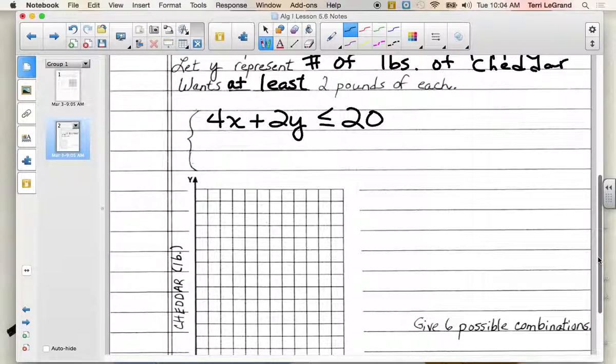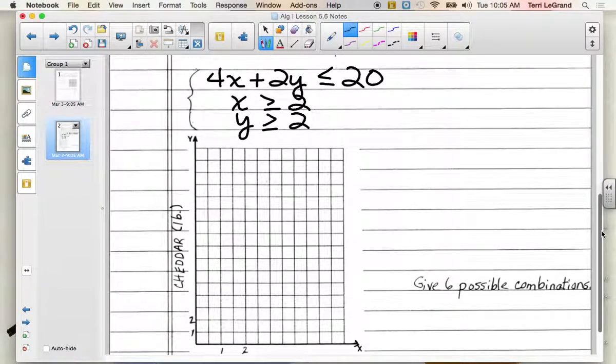Jacob? X is greater than or equal to 2. And then at least 2 pounds of cheddar, Courtney? Y is greater than or equal to 2. There we go. Okay. So now, what kind of line do we have for that one? That's a vertical, isn't it? And will it be solid? Yes. Okay.